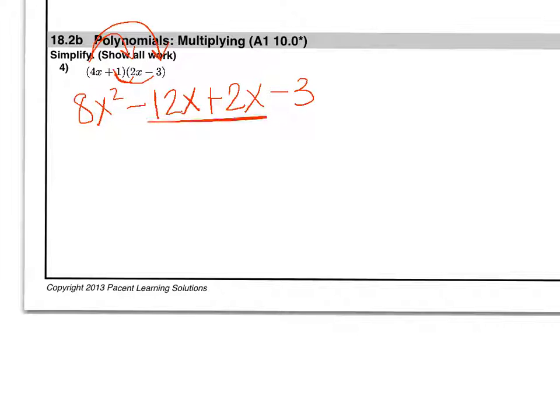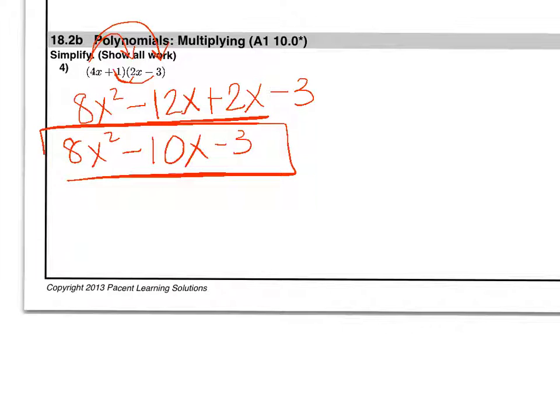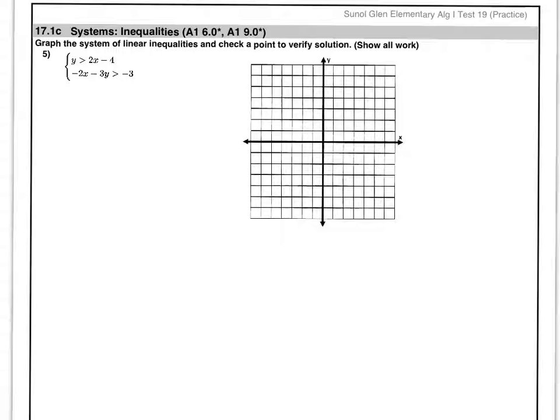So I'm going to combine my like terms, which are those center terms. So I'm leaving my 8x squared alone. A negative 12 and a positive 2 make a negative 10x. And I have a minus 3. And this is my final answer. Okay, so now I have another page. Our last problem is to graph.